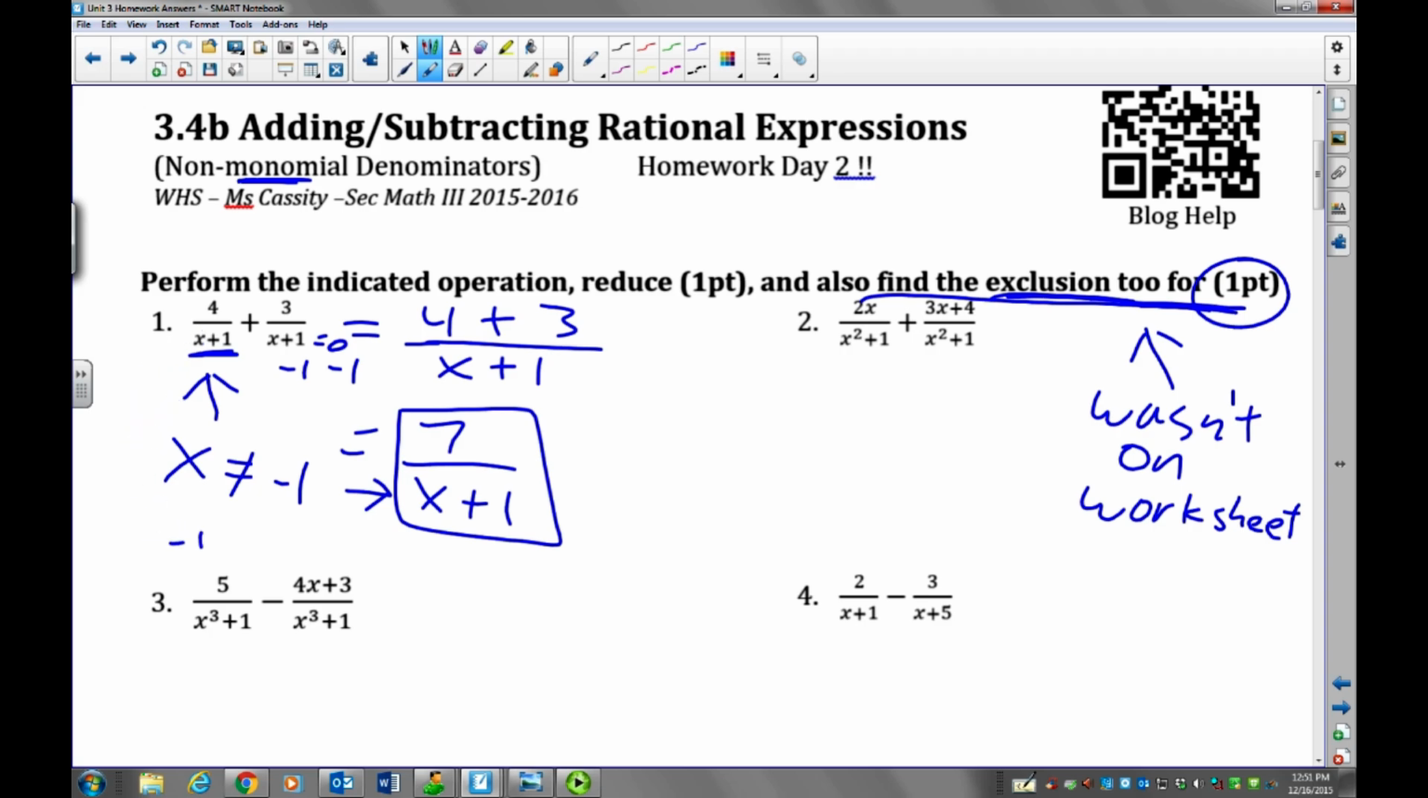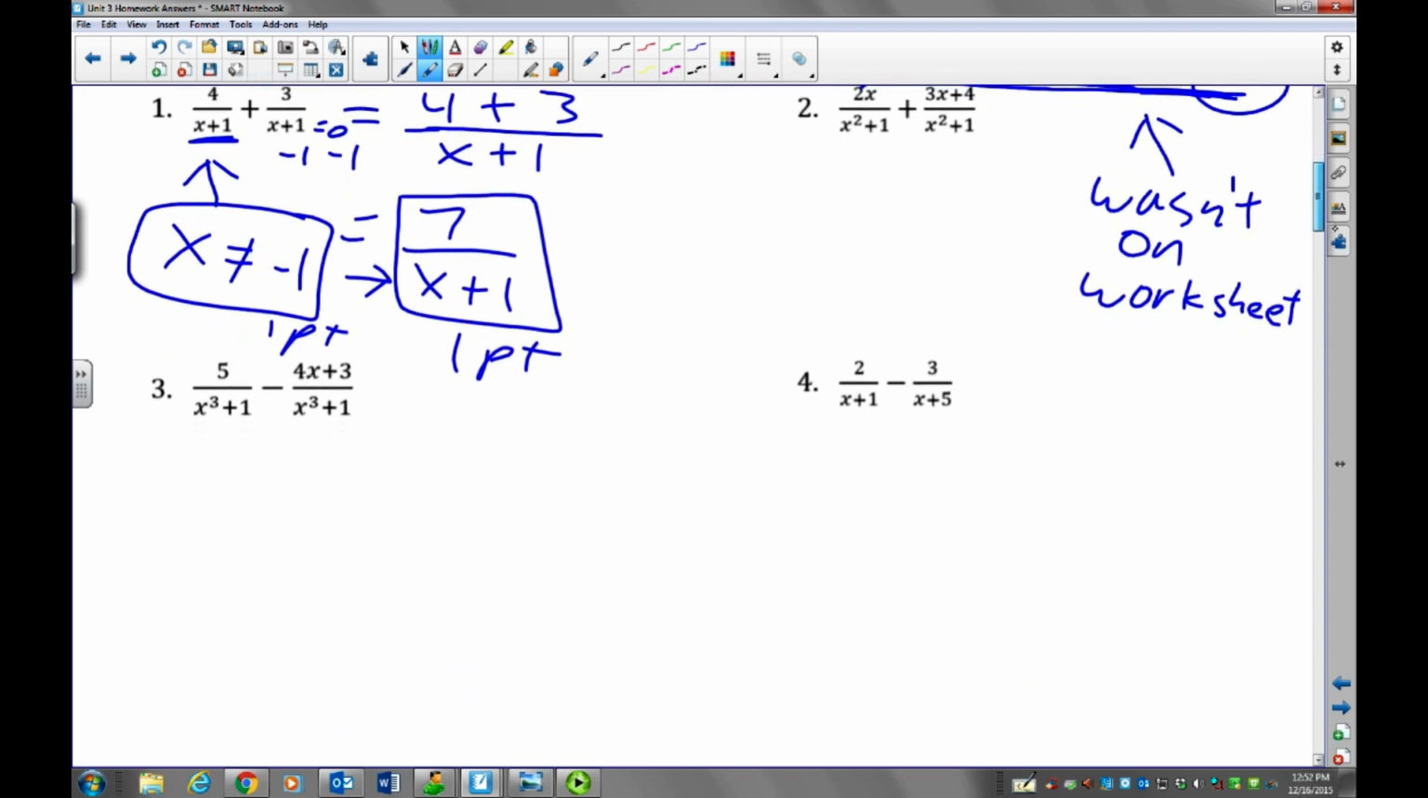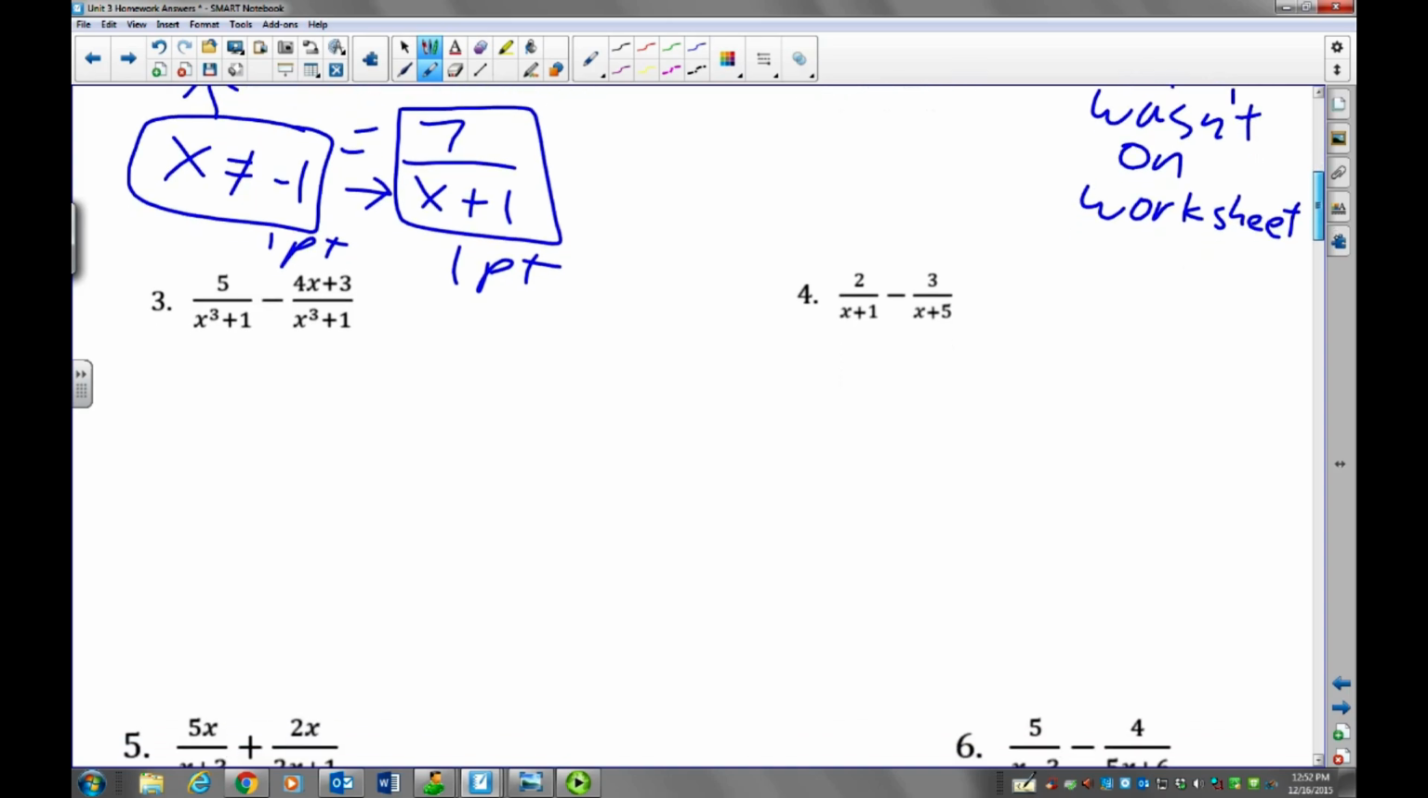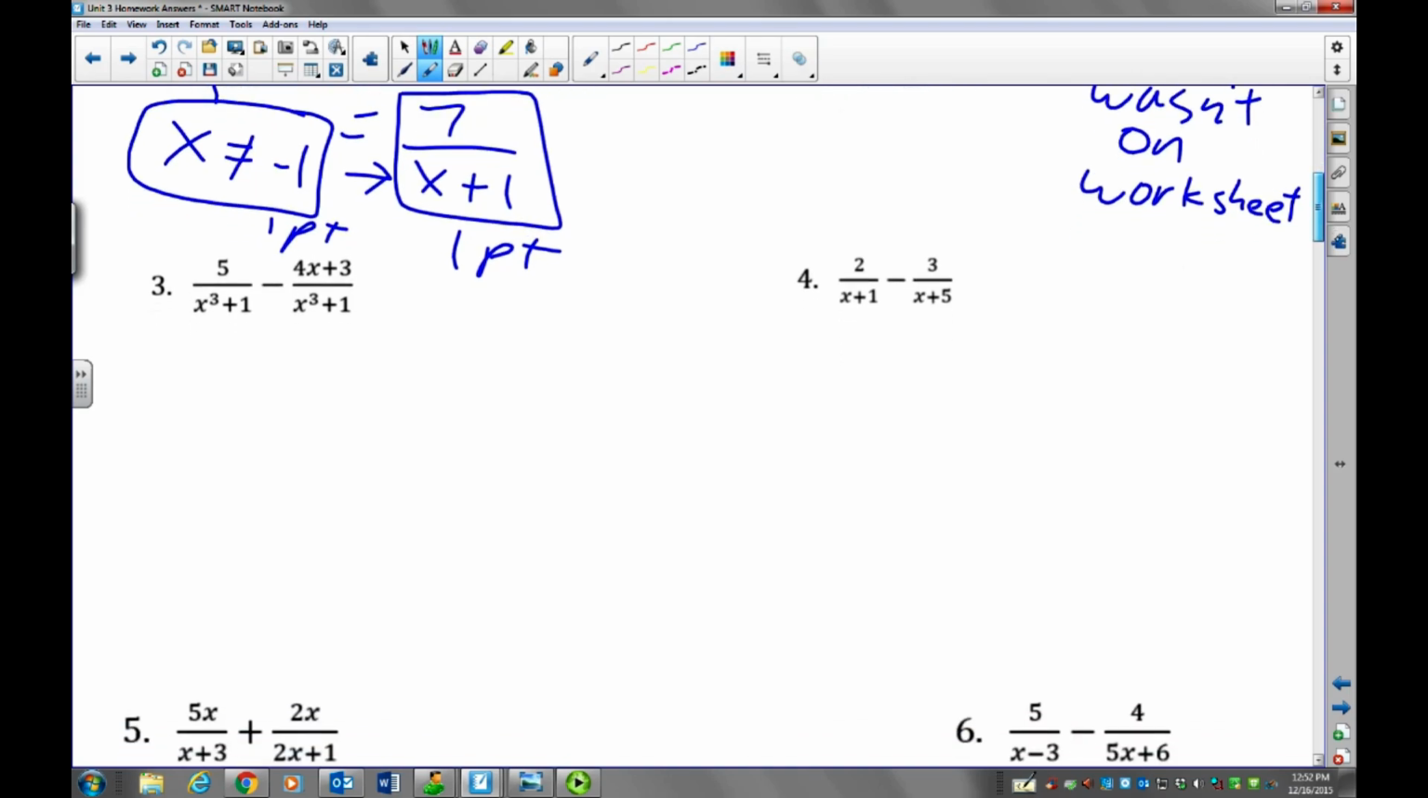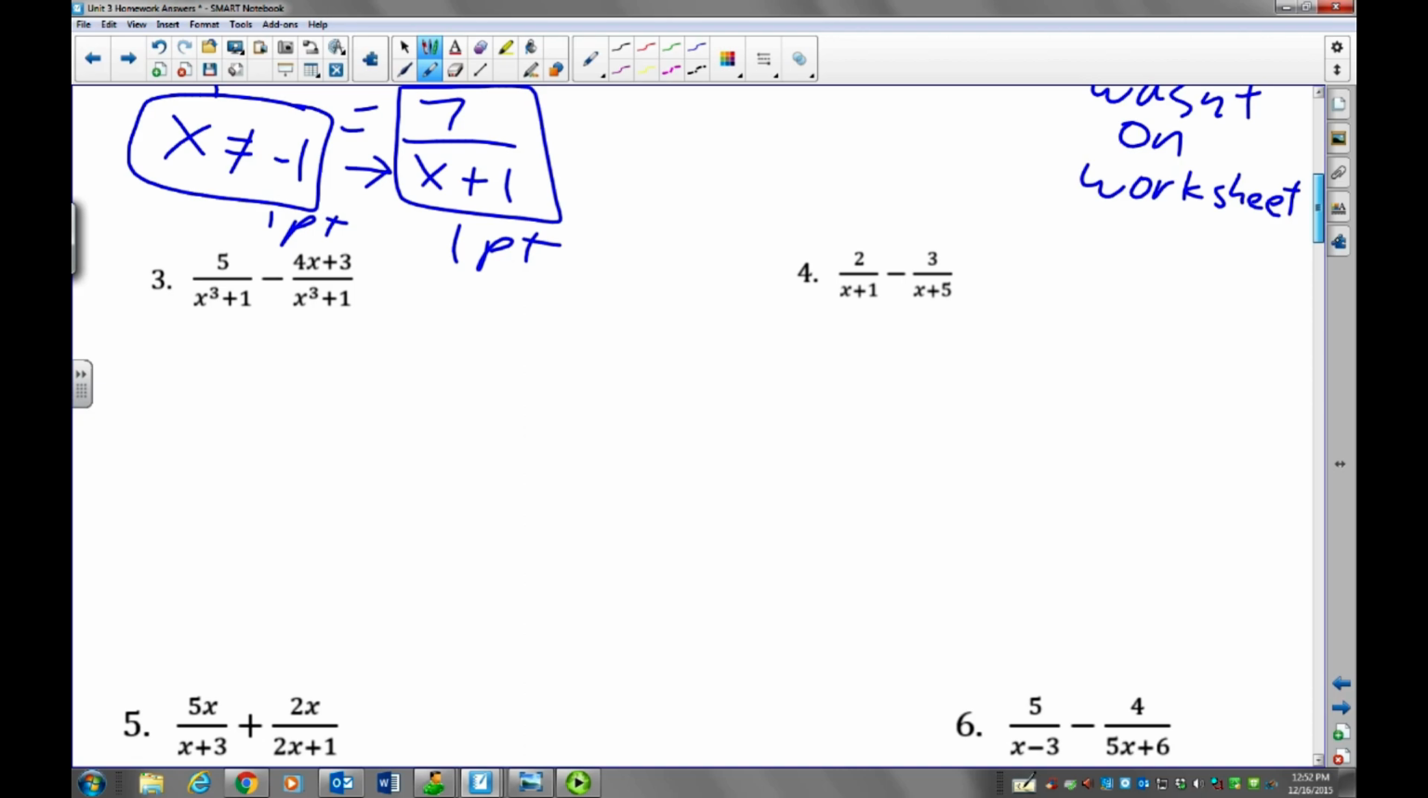Okay, so the exclusion is x can't equal negative 1 for 1 point, and 7 over x plus 1 for 1 point. So there's 2 points for each problem there. So try number 2 out, see how you do there. We'll try a different one here that has a different denominator.